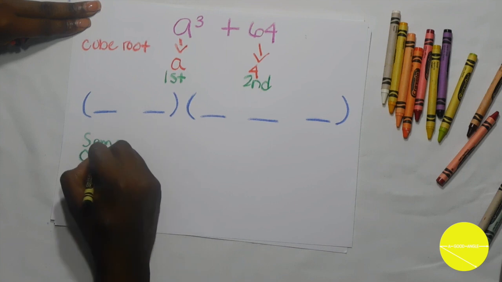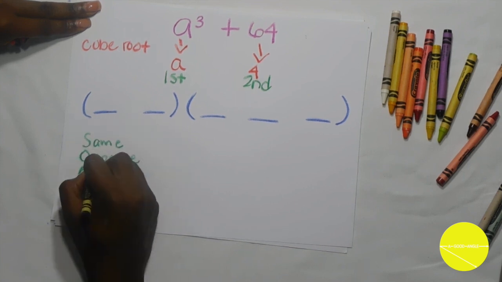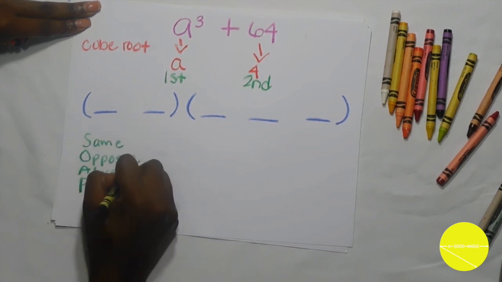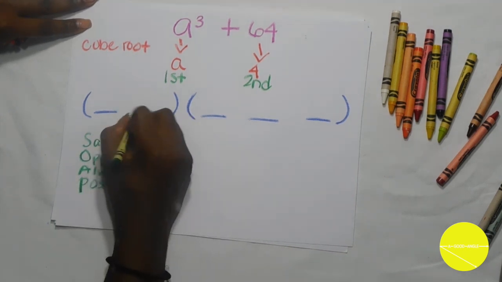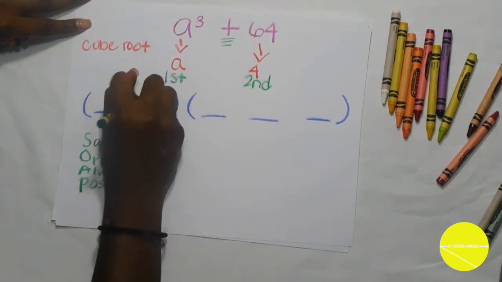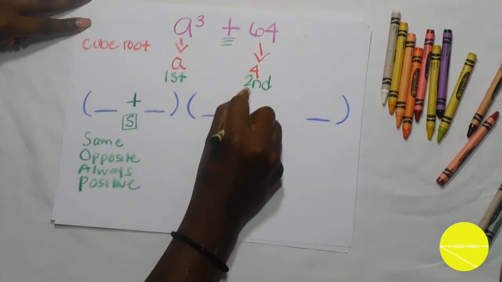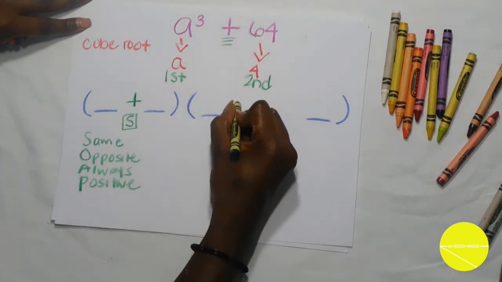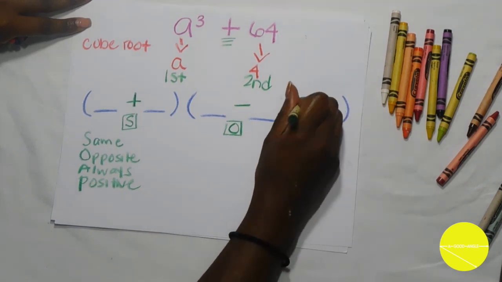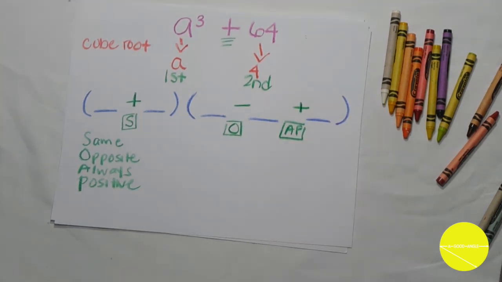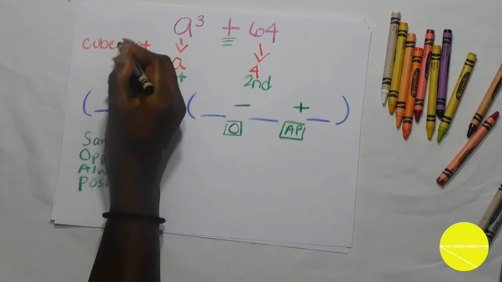Same, opposite, always positive. Okay, so the first blank is the same. That's a plus. Opposite, instead of a plus, I'm going to use a minus. Always positive, no matter what, always a plus sign. Okay? And then, if you need the song, sing the song. If not, go for it.